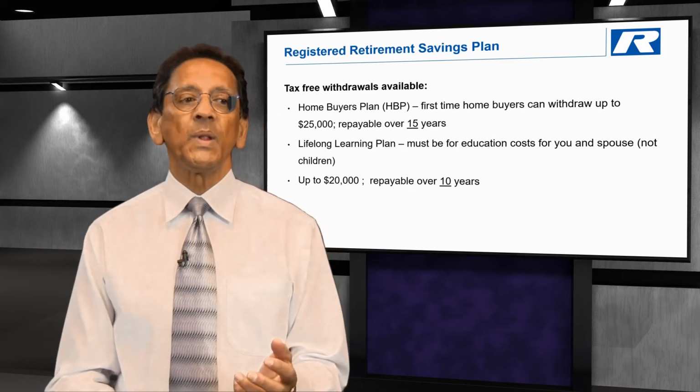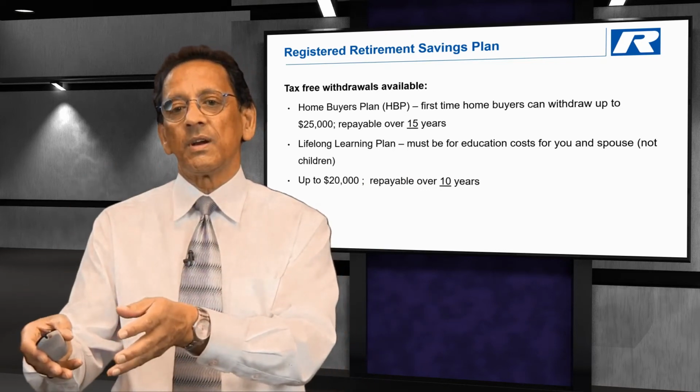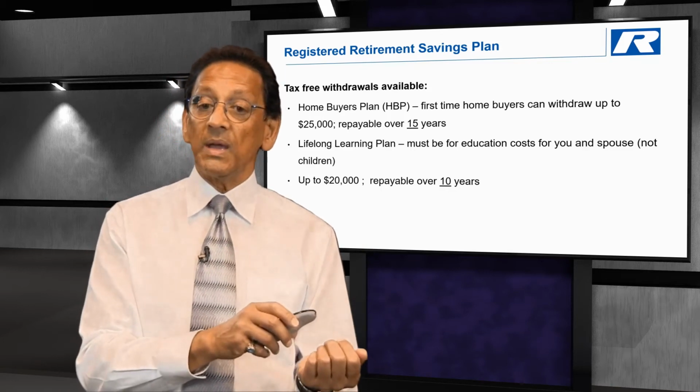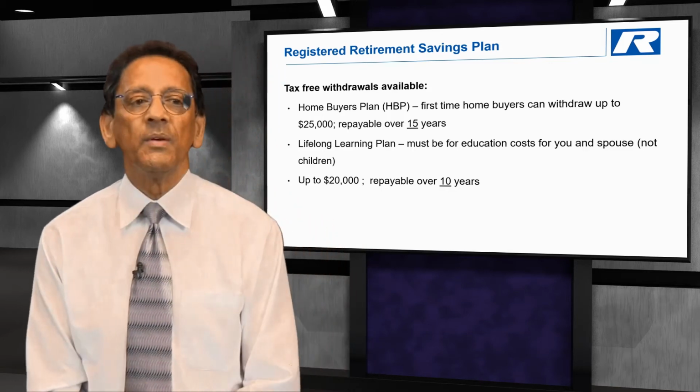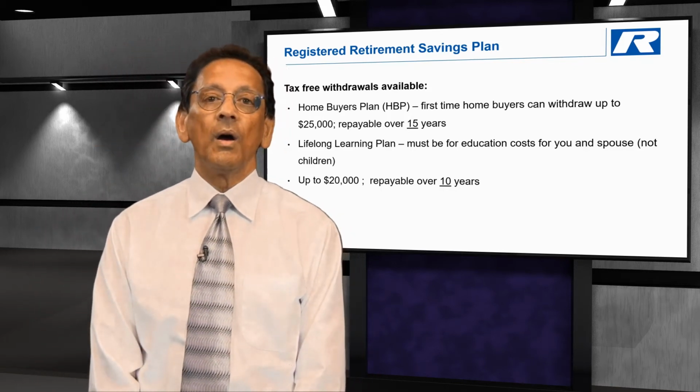So, Home Buyers Plan, I can get up to $25,000, repayable over 15 years. Lifelong Learning, I can get up to $20,000 for me and/or my spouse, repayable over 10 years. So those are a couple of interesting features that are available under an RRSP.